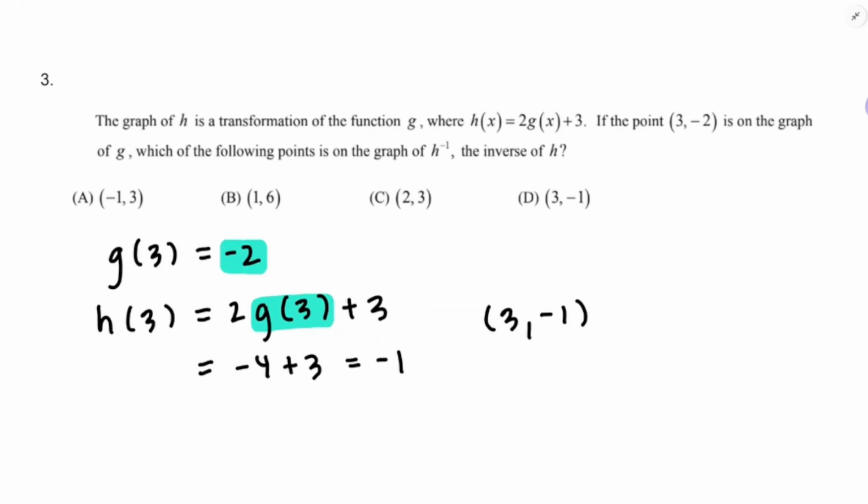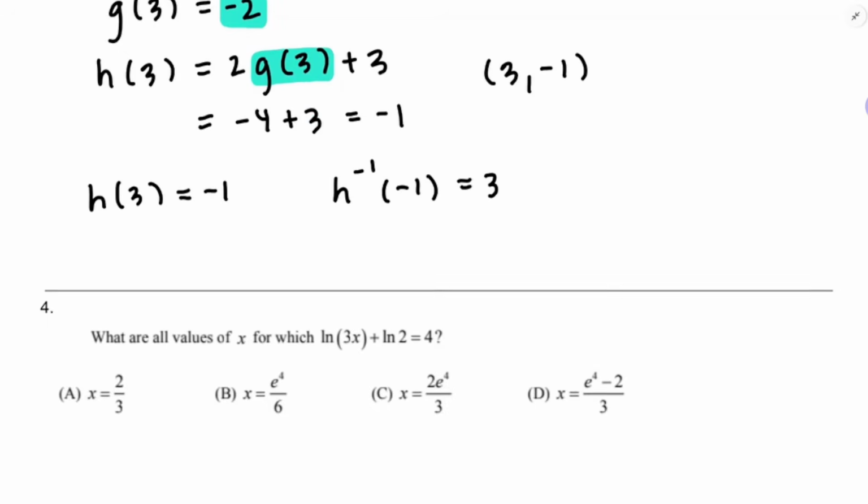So if you like, you could just say it's going to be answer choice A. But if I know that h of 3 equals negative 1, then I know that h inverse of negative 1 is going to equal 3, because it just works in reverse. That's showing me that answer choice A is definitely going to be right in a way that I like a little better.